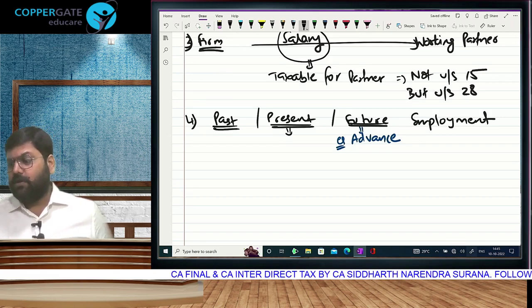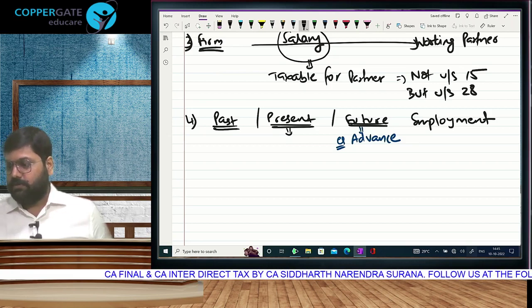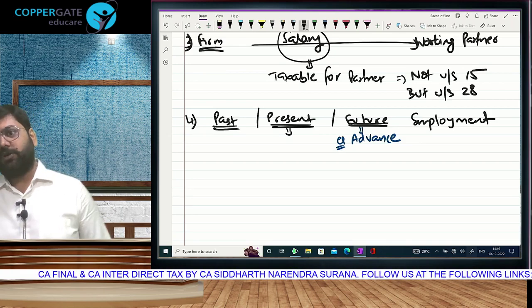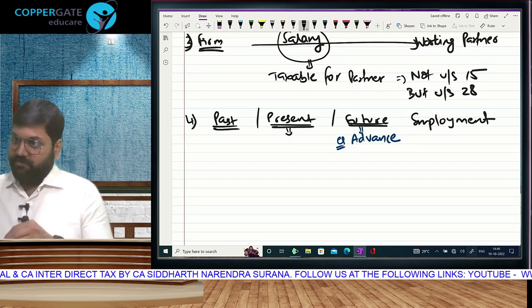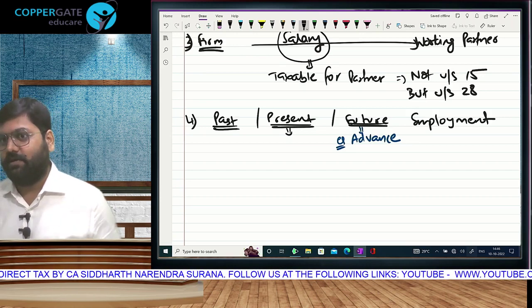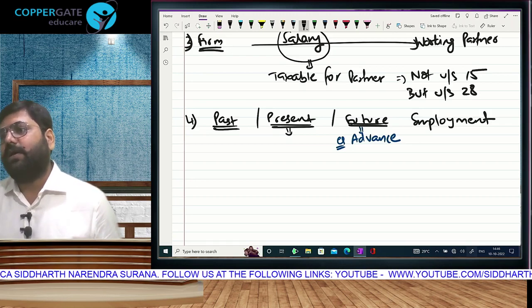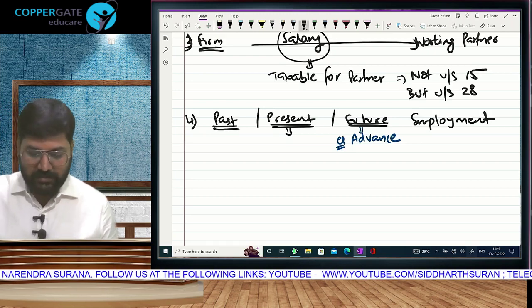Whatever you call it, your employer-employee relationship is yet to commence. But this income will still be taxable under salary. Because if not now, no problem. This is given on account of an employer-employee relationship, which can be past, present or future. Present is the easiest to understand. This is future. Very soon it is about to start. We are giving you an advance for that. Understood? Now what about past?